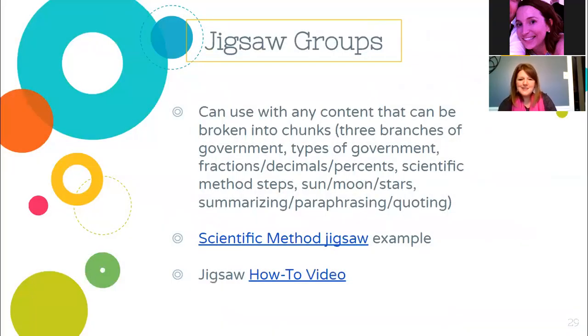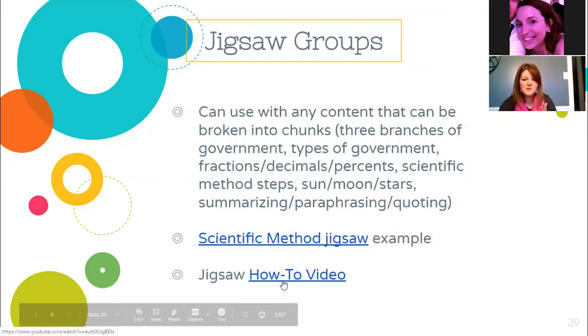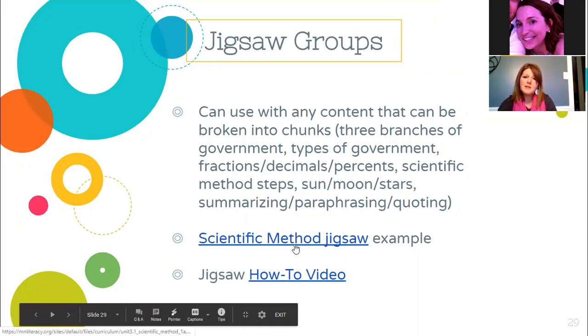And Jigsaw Groups is another discussion way that I love. This is an old school elementary idea again, but it works great with adult learners. You can use Jigsaw Groups with any content that you can break up in chunks, but it works awesome when you have a large amount of content to get through and don't want to make students read every little word of something. I have an example here about how we used it with the scientific method. And if you've never done Jigsaw Groups, there's a how-to video that you can look at later that's also on your resource handout.